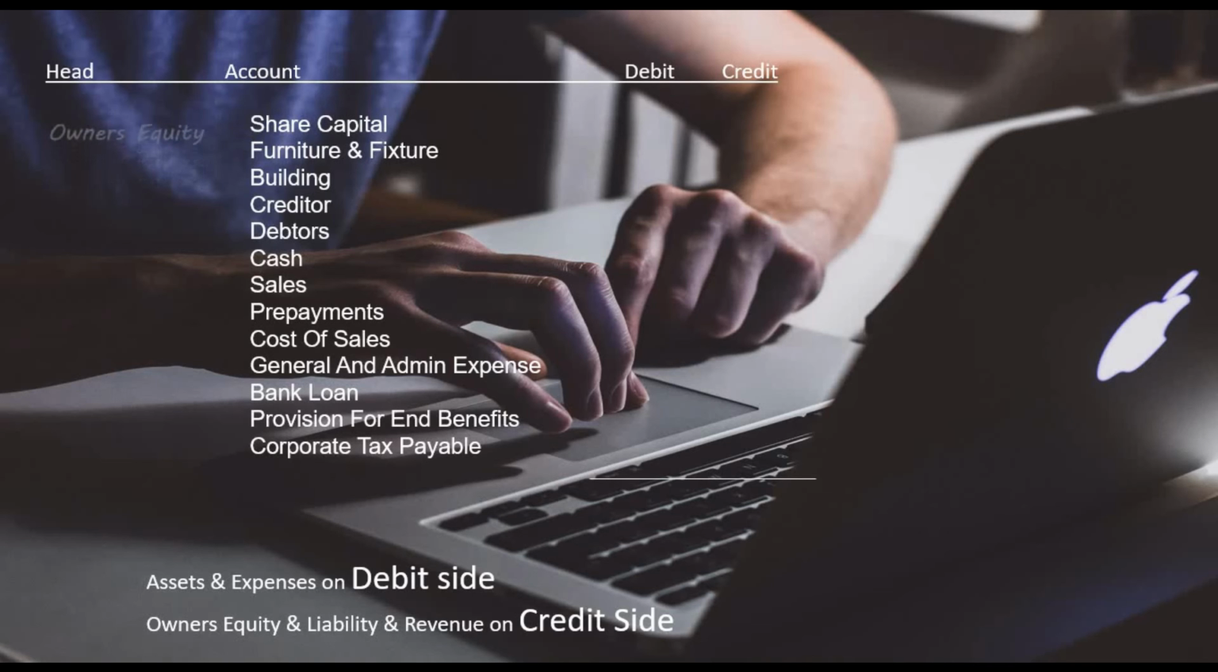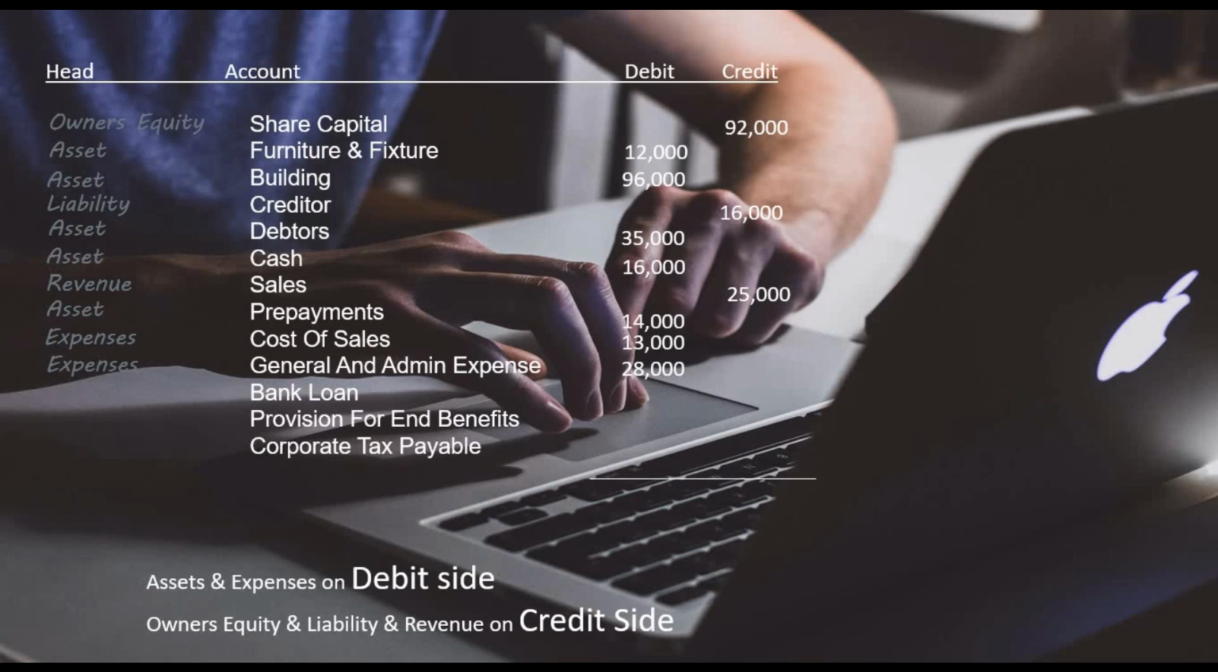The share capital is owner's equity, so it is on the credit side. That's okay. Asset is debit side. Building is an asset and also on the debit side. Creditor is a liability on the credit side. Debtor is an asset, so debit side. Cash is an asset on the debit side. Like this. And we have to make sure the balances are correct and on the proper side also.